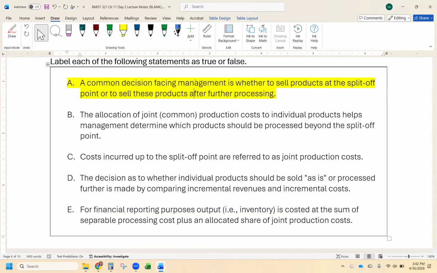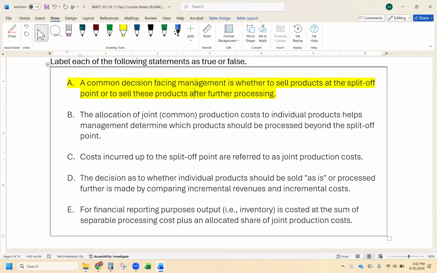All right, for B, thumbs up, thumbs down, up if it's true, down if it's false. Go. I see thumbs down. Okay, good. That one is false. Yes. The allocation of joint production costs to individual products helps management determine which products should be processed beyond the split off point. So what that question is asking is, are sunk costs relevant? The joint production costs, which are sunk costs, help management determine, which means that they're useful in the decision. So no, they're not. They're sunk.